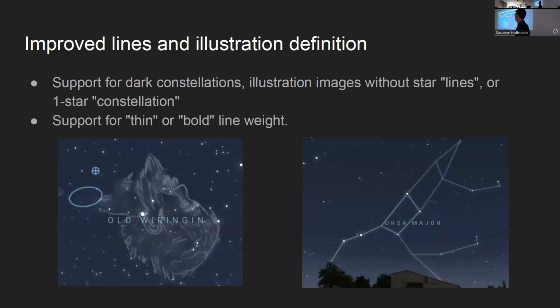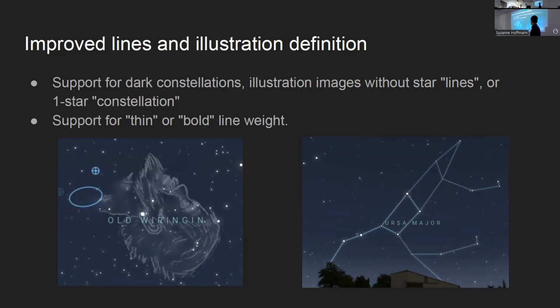We also added, so maybe all of this exists now in Stellarium desktop, I'm not completely sure, but we added support for dark constellations, which are constellations without stick lines, for example. Also illustrations without stick lines, and also one-star constellations. So in some sky cultures, you have constellations which are just fixed to one star.